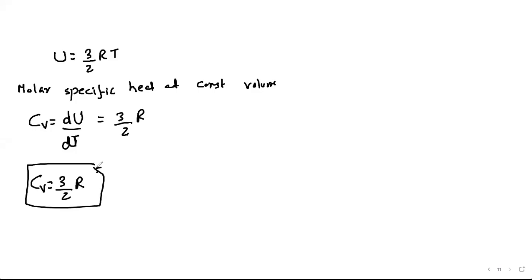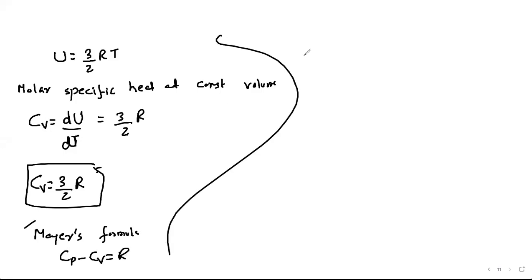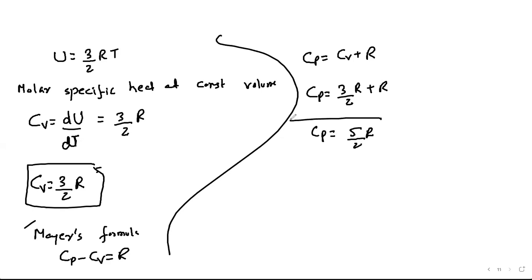Now, once you have Cv, you can calculate Cp. To calculate specific heat at constant pressure, we use Mayer's formula. Mayer's formula says Cp minus Cv is equal to R. So you can say that Cp is Cv plus R. How much is Cv? It's 3 by 2 R plus R. So your Cp comes out to be 5 by 2 R. So you have Cp as well as Cv.